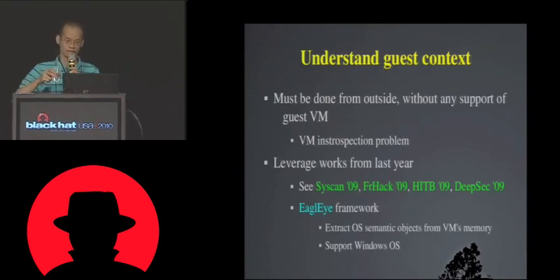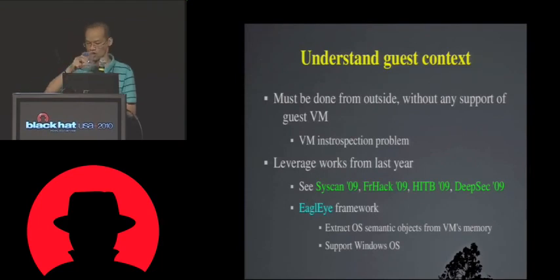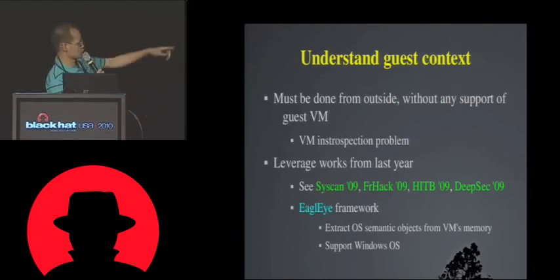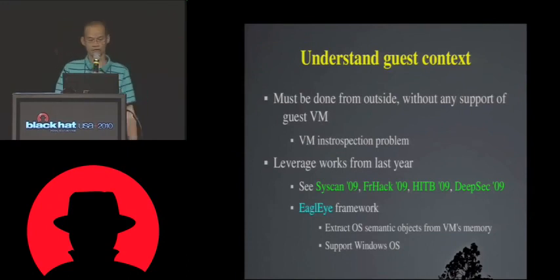Okay, so on the first problem, how to understand guest context from outside. Note that we must do everything from outside without any support of the guest virtual machine. This is called the virtual machine introspection problem. On this part, we use the work done from last year. You can see our presentations at several conferences last year. We use a framework named NGUYEN. The NGUYEN framework helps us extract OS semantic objects from the memory of the virtual machine. And now we support Windows OS.